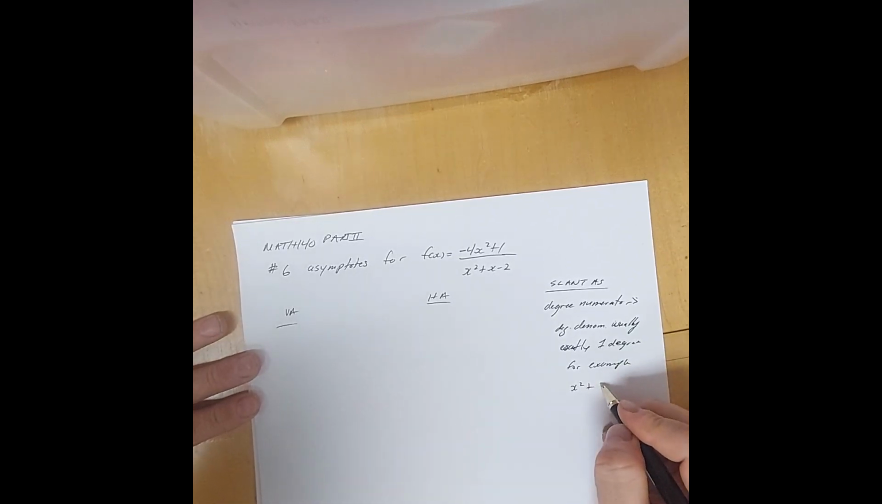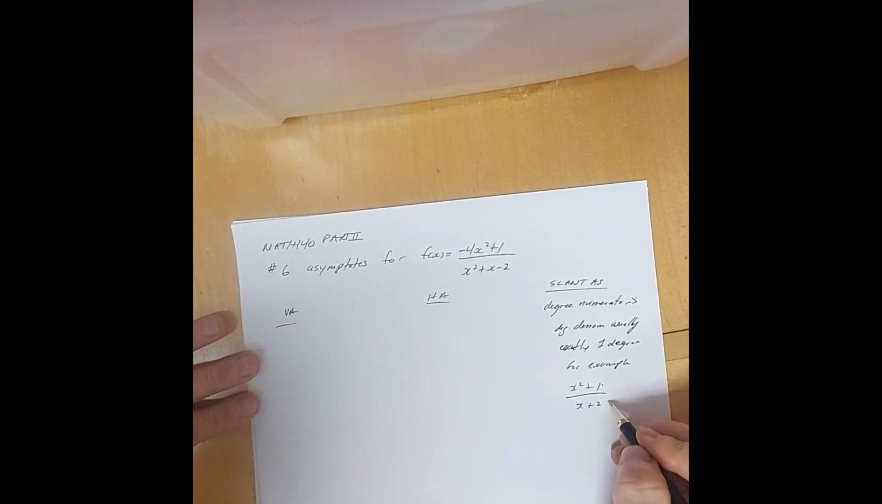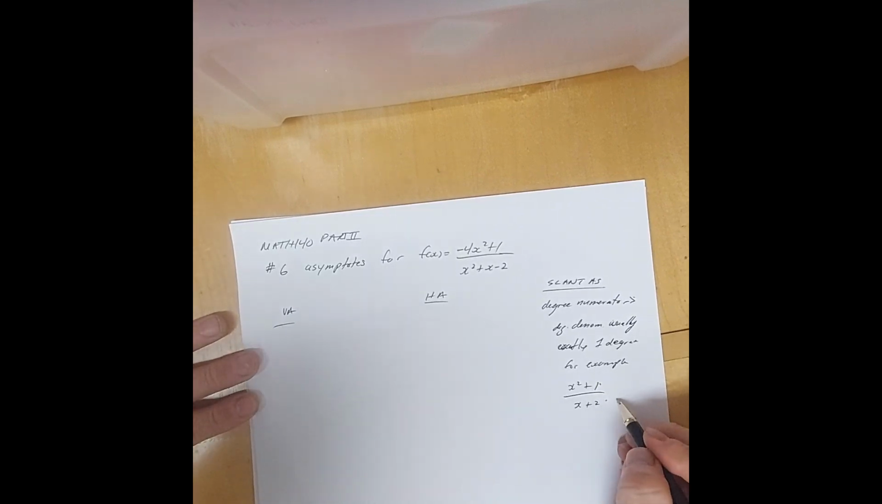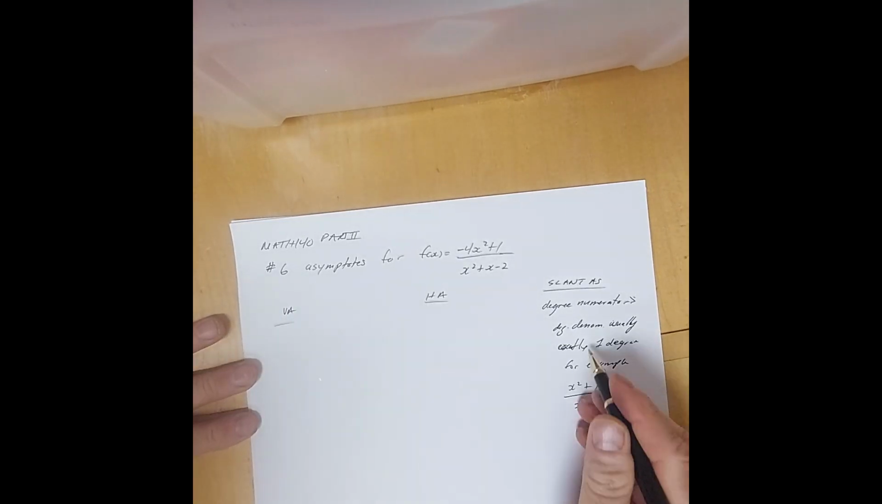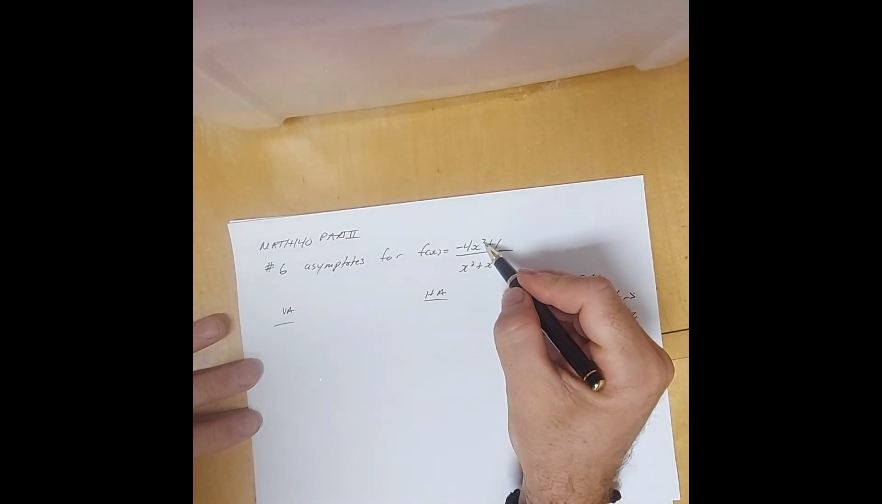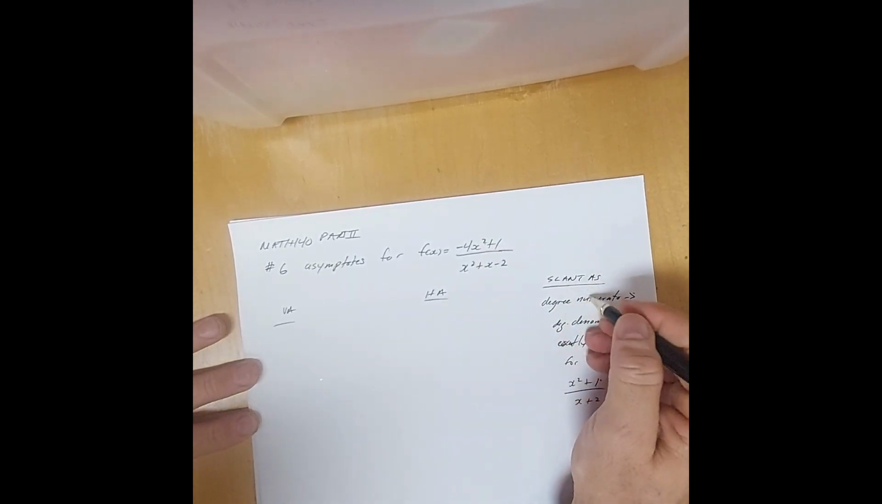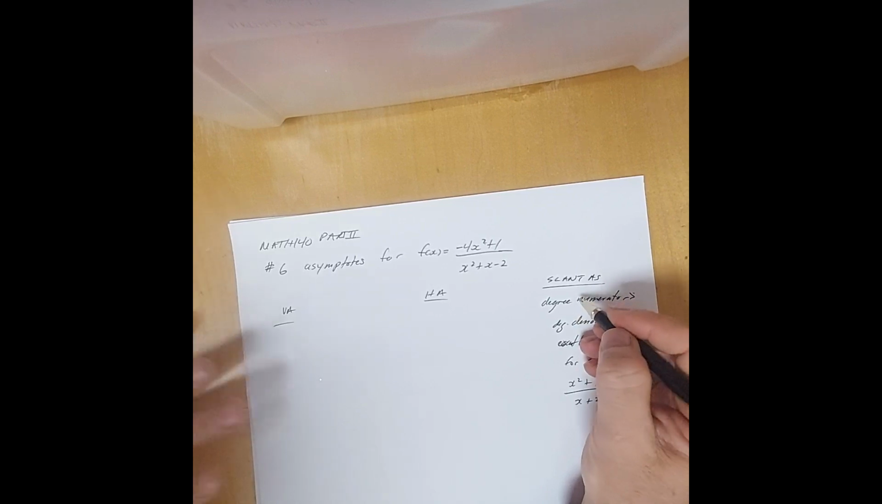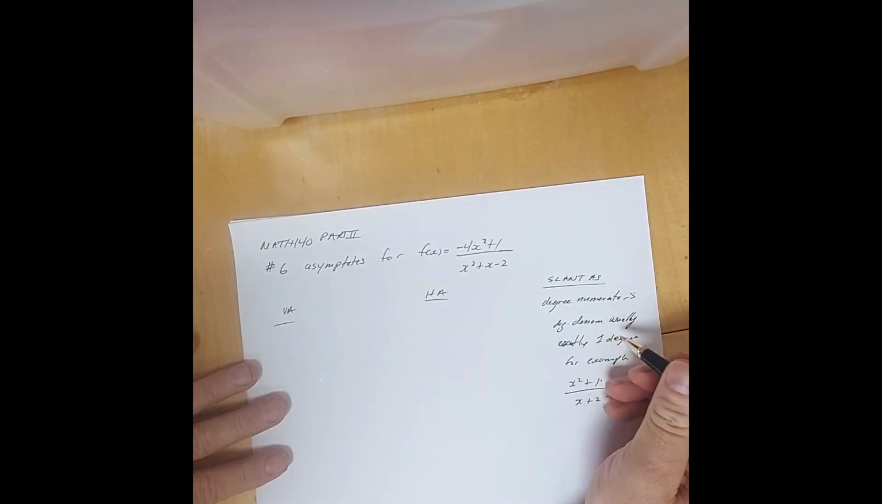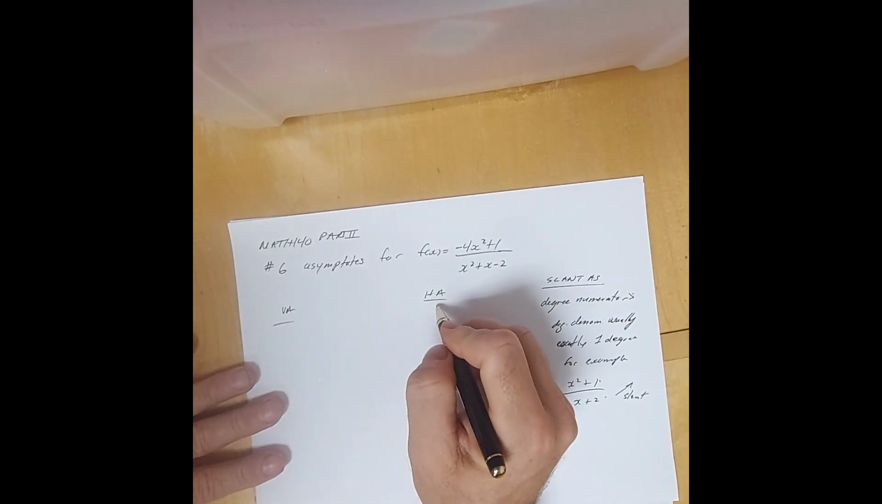So for example, x squared plus 1 over x plus 2, the degree here is 1 more than the degree downstairs, and so this may have a slant asymptote. Okay, but in our function, since the degree of both terms are equal, we do not have a slant asymptote. So there are no slant asymptotes, which allows us then to move over to the horizontal asymptotes.